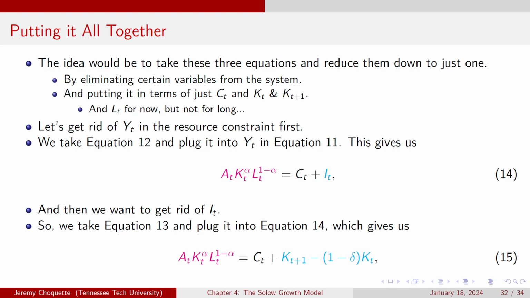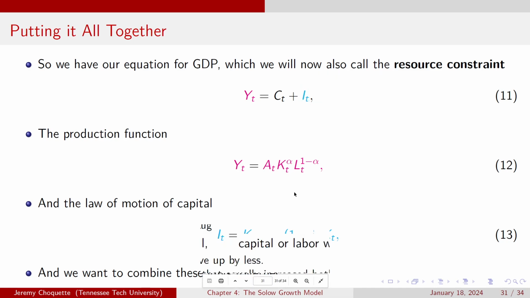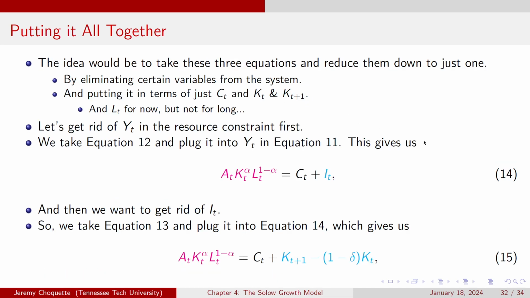And now I want to get rid of I. I want to get rid of investment. So I'm going to take equation 13 over here. Because I've got I here in the resource constraint, and I've got I here in equation 13, and I is equal to all this junk, I can just take all this junk and plug it in for I here. That's exactly what I do to get equation 15. So now I've reduced those three equations down to one, which is a lot easier to play with.